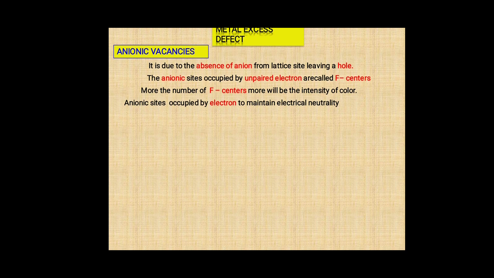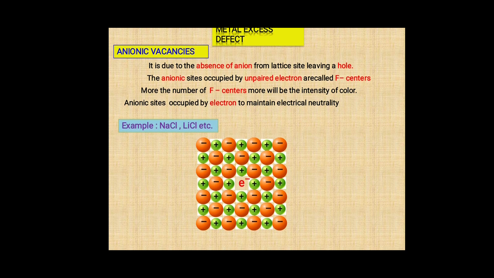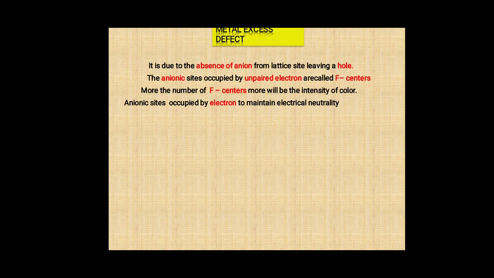Let us discuss the first one, metal excess defect and ionic vacancies. Okay, students, look at this. Anionic vacancies. It is due to the absence of anion from the lattice site, leaving a hole. The anionic sites occupied by unpaired electrons are called F centers. The more the number of F centers, the more will be the intensity of the color. Anionic sites are occupied by electrons to maintain electrical neutrality.